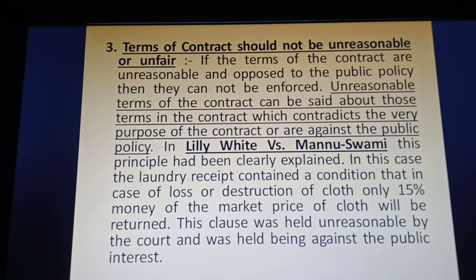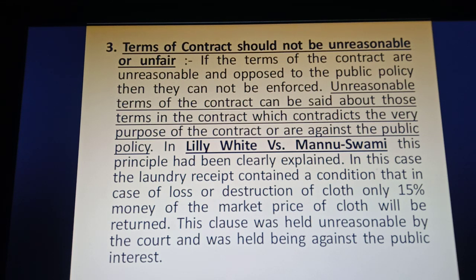The third important way to protect the weaker party in a standard form of contract is that the terms of the contract should not be unreasonable or unfair. If the terms are unreasonable or unfair, then they will not be binding on the weaker party. If the terms of the contract are opposed to public policy, then they cannot be enforceable in the court of law.